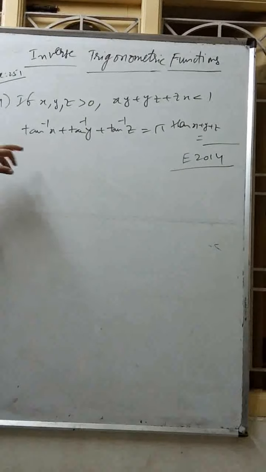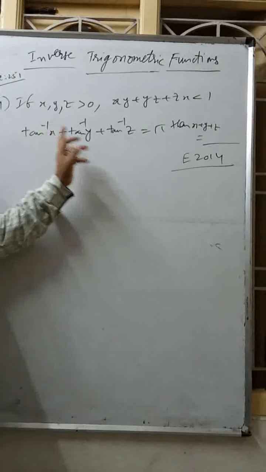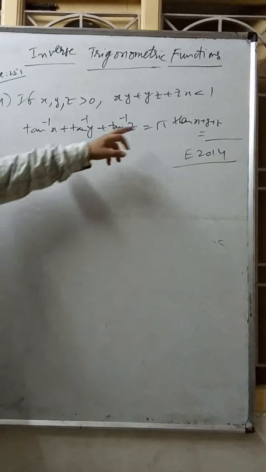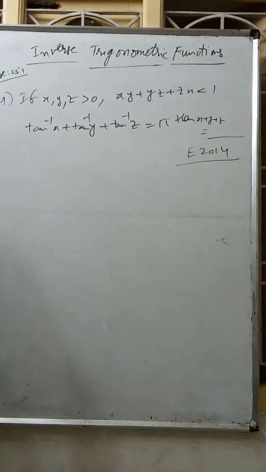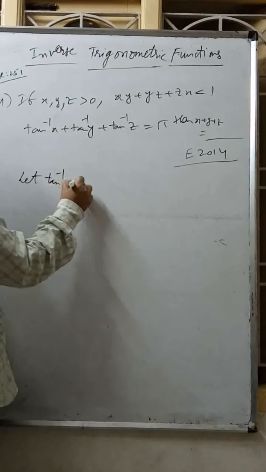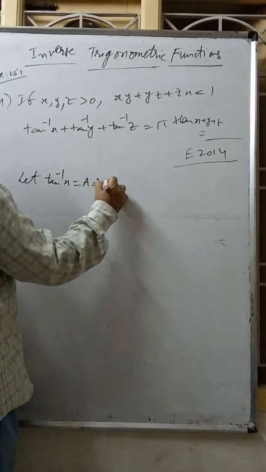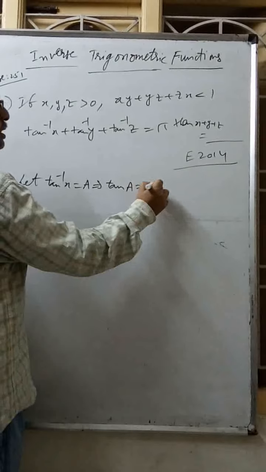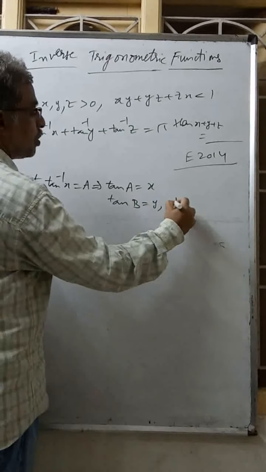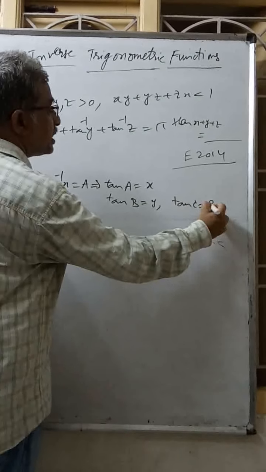Okay. This is like our beginning sum only: tan inverse x plus tan inverse y plus tan inverse z equal to pi by 2, which he gave there. Now he is giving pi. Procedure is same. So let tan inverse x equal to a, which implies tan a equal to x. Similarly tan b equal to y, tan c equal to z. This is what we did there.